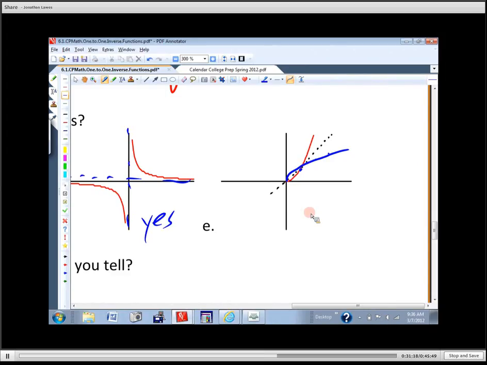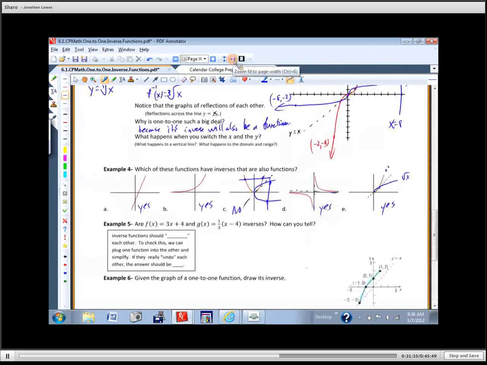Is that okay? Okay, if this is like x squared, what does that graph look like? Doesn't it kind of look like the square root of x? Yeah, it kind of does. Okay, so this one would be a yes because it's a one-to-one. Okay, any questions?